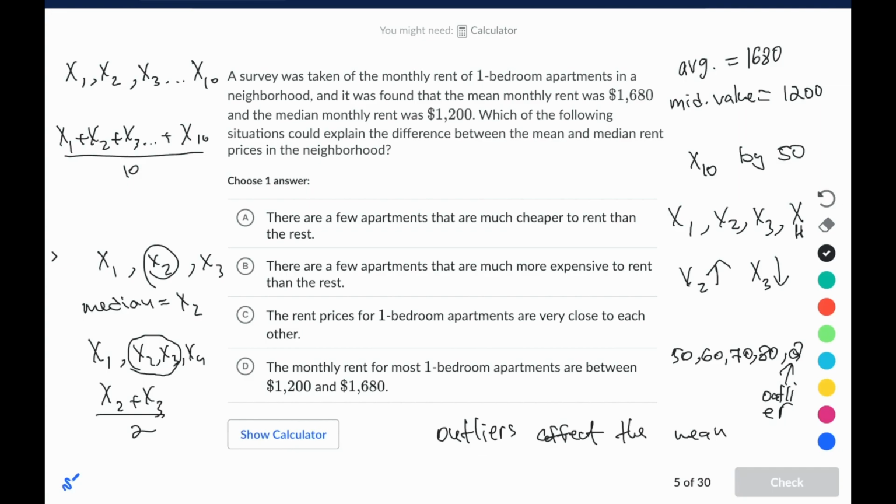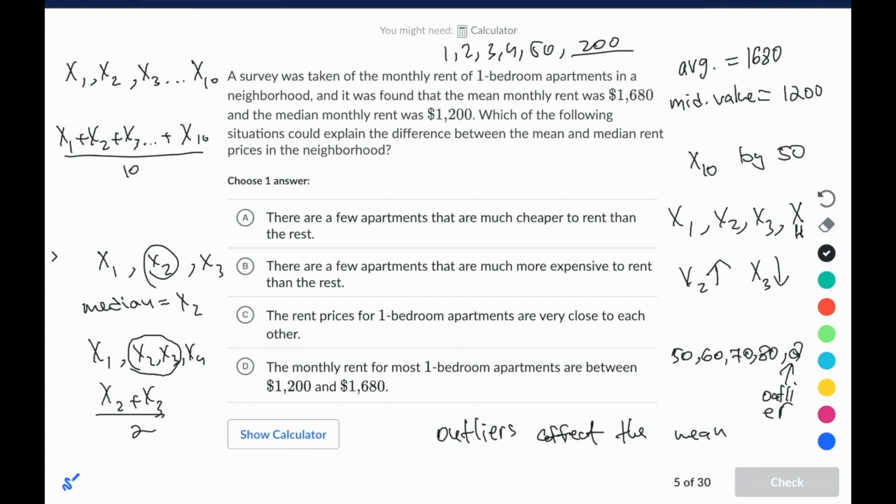There are a few apartments that are much more expensive to rent than the rest. Well, this can explain it. There's an outlier, there's an extreme outlier. An extreme outlier would actually increase the mean. So let's say we have values such as 1, 2, 3, 4, 5, and then 200. This is an extreme outlier, and it will actually drastically increase the mean. So B could be the right answer.